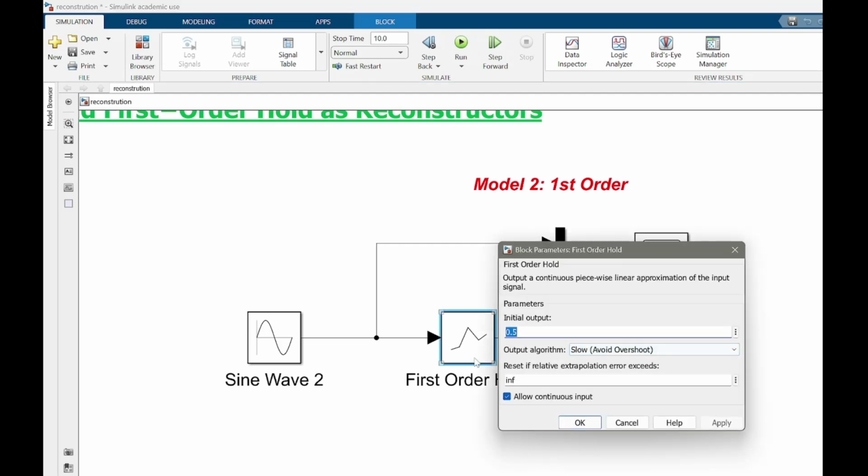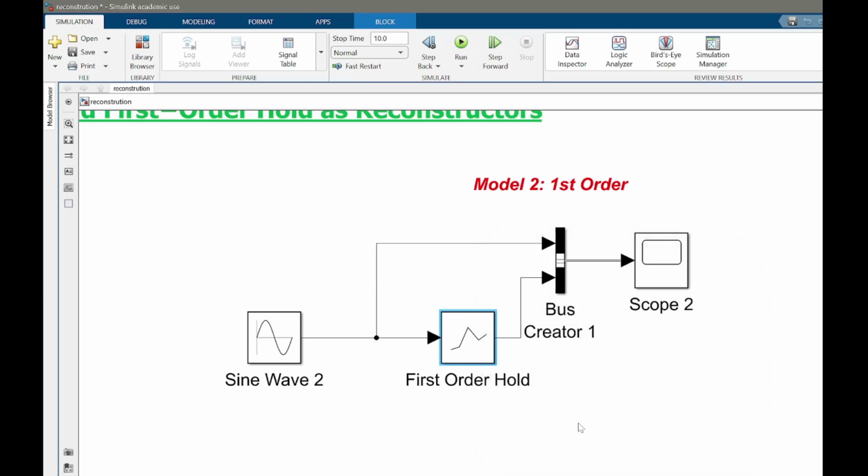Now the initial output is 0.5, and what makes the first order hold different? It does not simply hold one value constant. Instead, it takes two consecutive samples and connects them with a straight line. This process is known as linear interpolation. And why do we call it a first order hold? Because this linear interpolation is done with a first order equation.